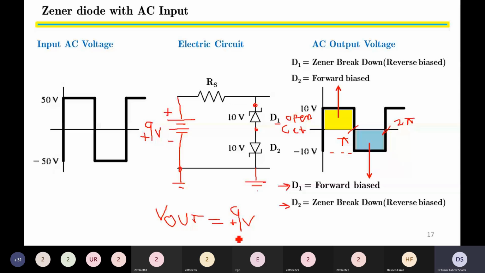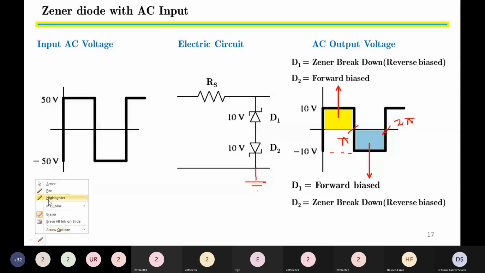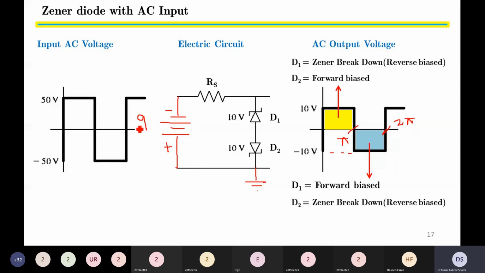Now we come to the second part, when the input voltage is minus 9 volts. That is when the polarity of the input power supply changes such that now the negative terminal of the battery is connected to RS and the positive terminal of the battery is connected to the ground. This is the positive and the potential is now minus 9 volts. With this polarity of the power supply shown, out of D1 and D2, which diode should be forward biased and which diode should be reverse biased?